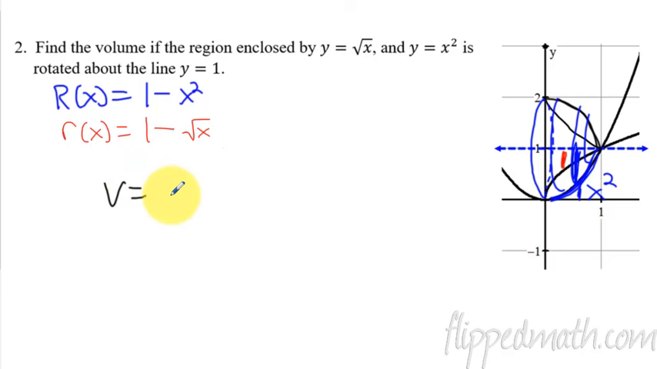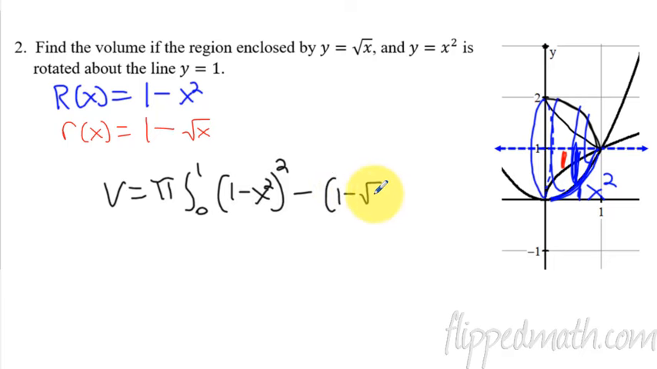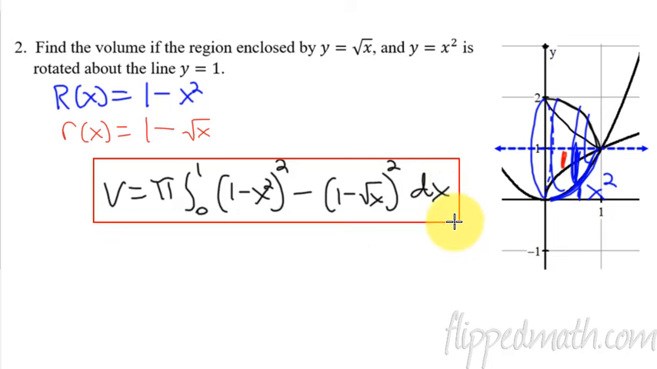So volume equals pi from 0 to 1 of, okay, what's our first thing we're going to do? We're going to take 1 minus x squared, because that's the large radius, and square it. Then we're going to subtract 1 minus the square root of x, and then square that, because that's the little radius, with respect to x. Okay, that's how you set it up. So that's our answer for this one, and we'll just stop right there.